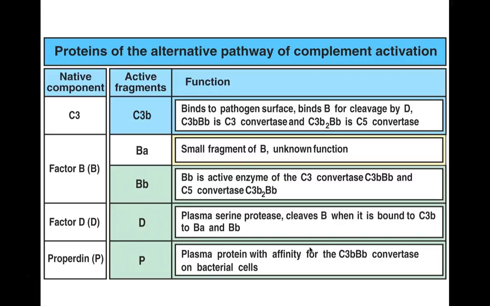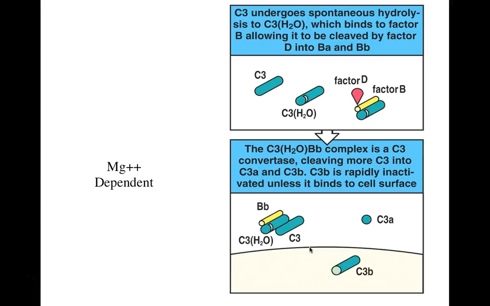We also generate some iC3b, and we're going to find that just simply having these fragments of C3 floating around in very small concentrations in plasma is enough to get the alternative pathway started. This is a magnesium-dependent process, and as C3 undergoes spontaneous hydrolysis in the presence of water, it's going to interact or bind to factor B.